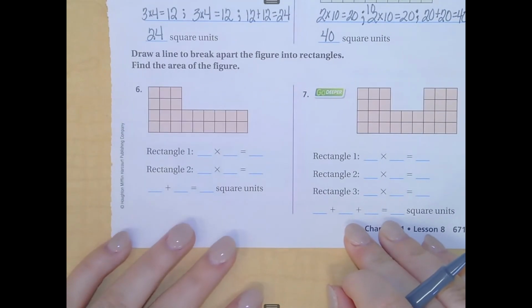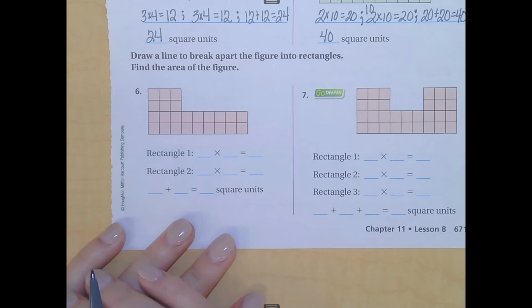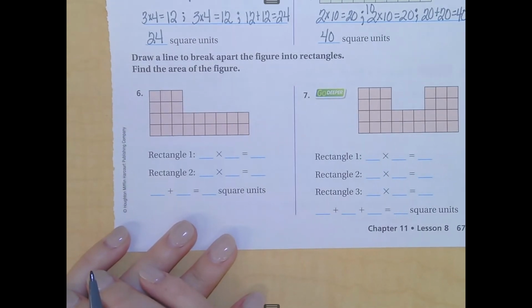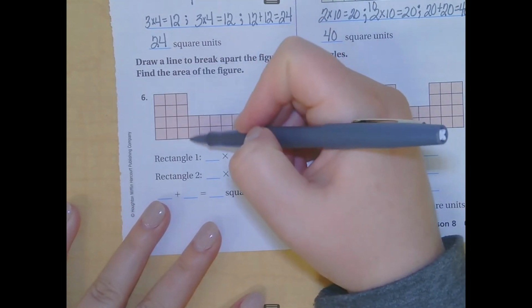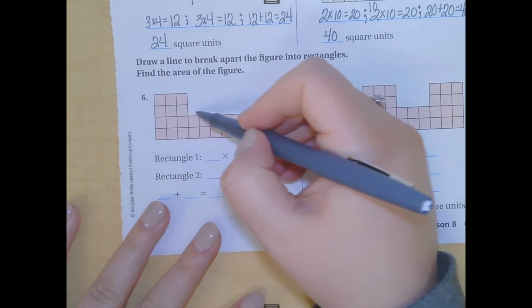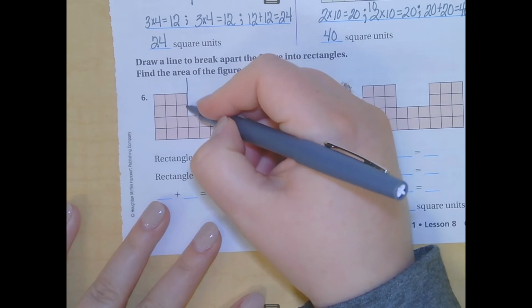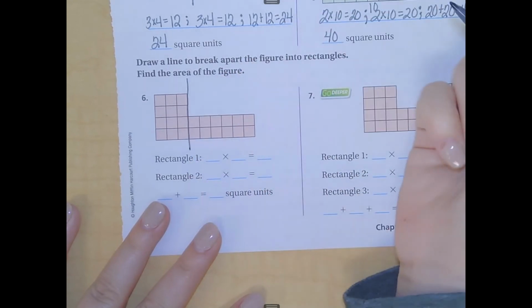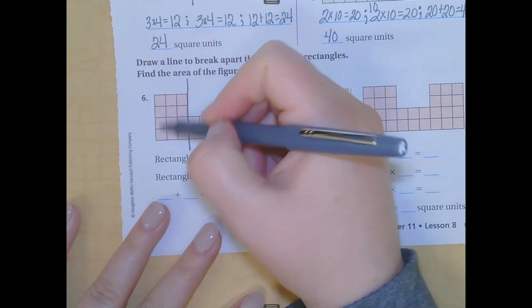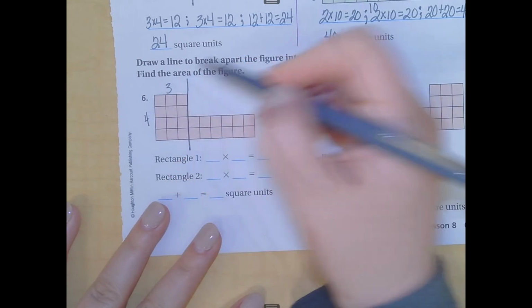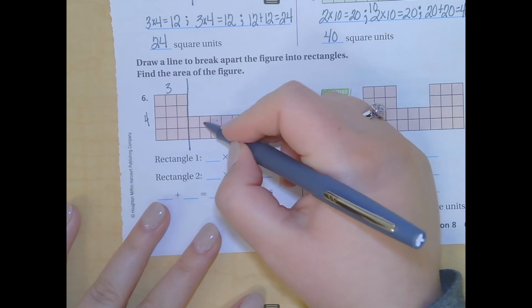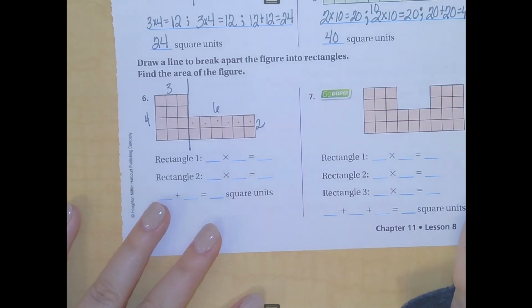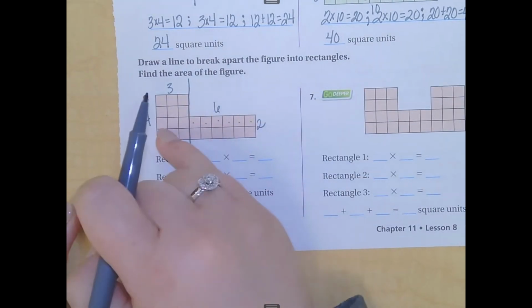Okay. Draw a line to break apart the figure into rectangles. Find the area of the figure. All right. Well, I could chop it this way, or I could chop it this way. So let's go up and down. I'll just follow this seam. So now I have a rectangle that is 4 rows of 3, and I have a rectangle that's 2 rows of 6. Okay, you see the 2 separate rectangles?